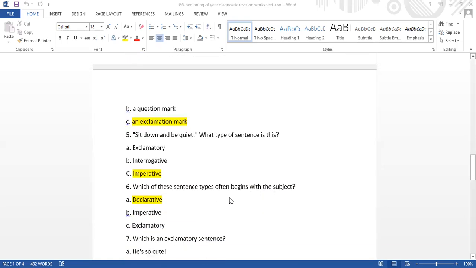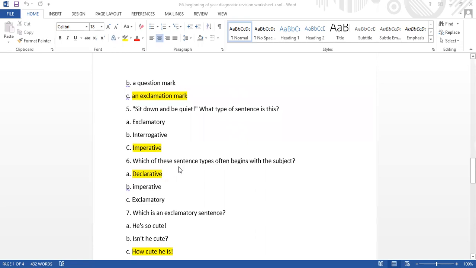Number 5, if someone tells you, "Sit down and be quiet!", what type of sentence is this? This is an imperative sentence because someone is commanding you, someone is asking you to do something, to sit down and to be quiet. And remember, we said that imperative sentences can either end with a period or an exclamation mark. So in this case, it's ending with an exclamation mark and it's commanding someone to sit down and stay quiet. That's why it's an imperative sentence.